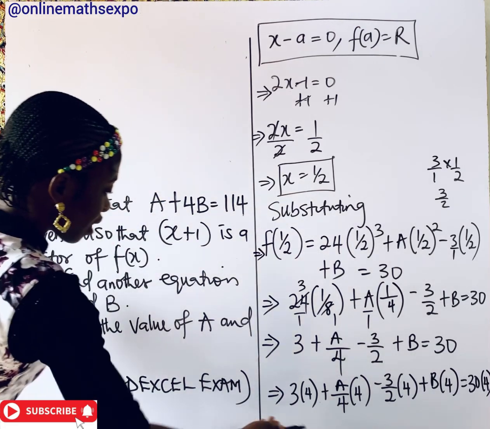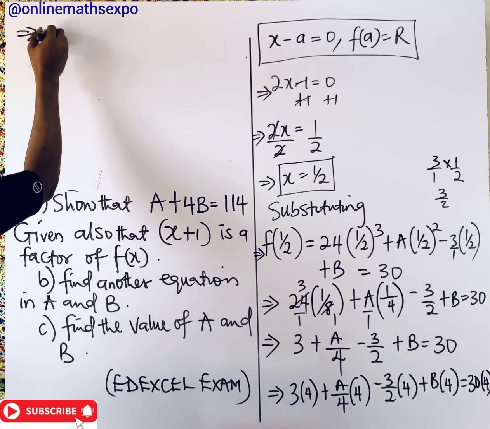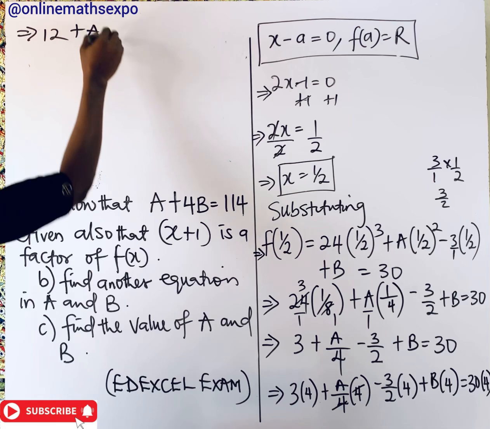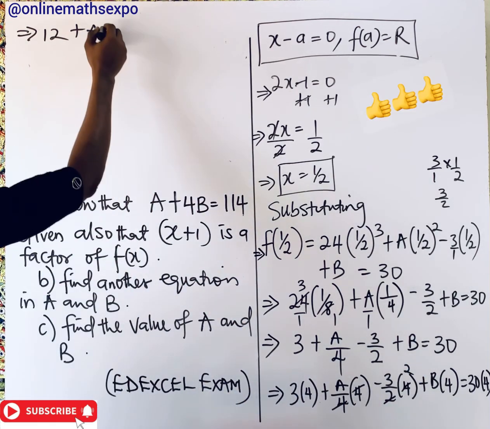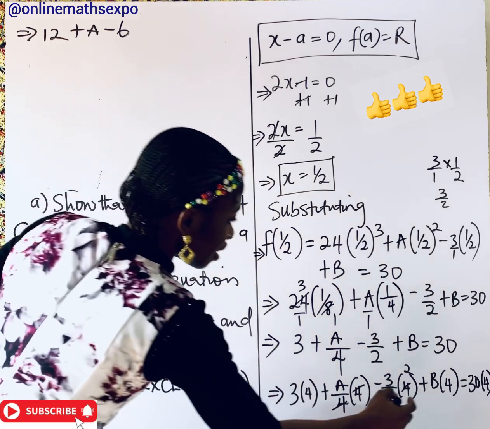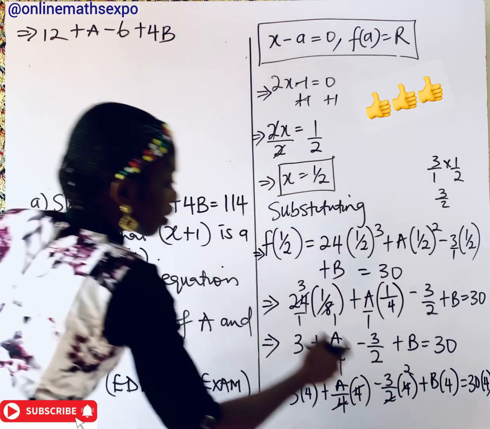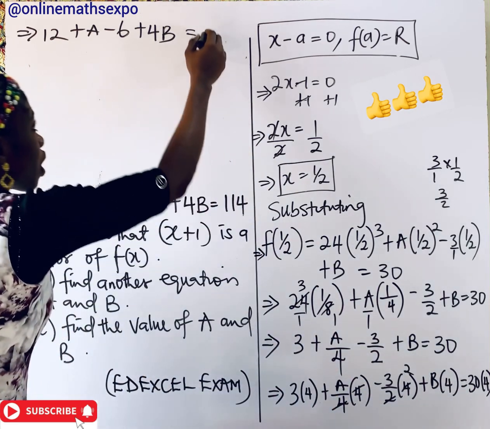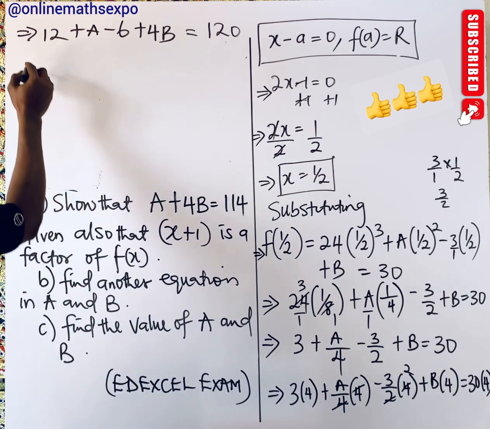So we're having it now as, multiply this, it gives you 12. And this we cancel, we have a. This we cancel, we have 2. Multiply, you have negative 6. Then we have b times 4 will give us 4b. Then is equal to 30 times 4 will give us 120. Very simple and interesting.